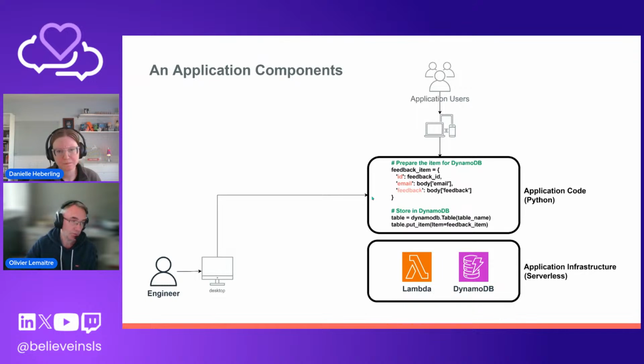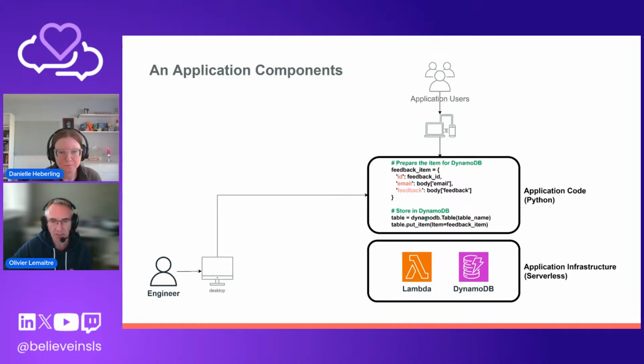I will talk about how to build applications and especially serverless applications. As a reminder, these are the application components that I have in mind when I build an application. First you have the code. I often take the example of a feedback application. If I want to build a feedback application, I will need application code, for example Python. In this code that you see in the middle, I prepare a feedback item, and then I store it in a DynamoDB table.